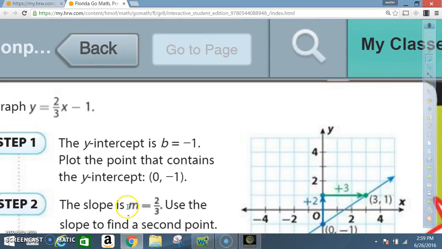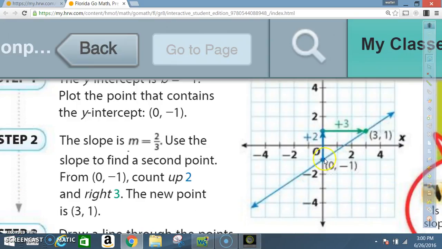Step 2. The slope is m is equal to 2/3. Use the slope to find a second point. So once again, the slope is 2/3. Remember, slope is rise over run, y over x. So you start at your y-intercept and you count. The rise is a +2, so we should go up 2. So 1, 2. The run is a +3. So now you go in the x direction, a +3. 1, 2, 3. And right there is where your next point is located.